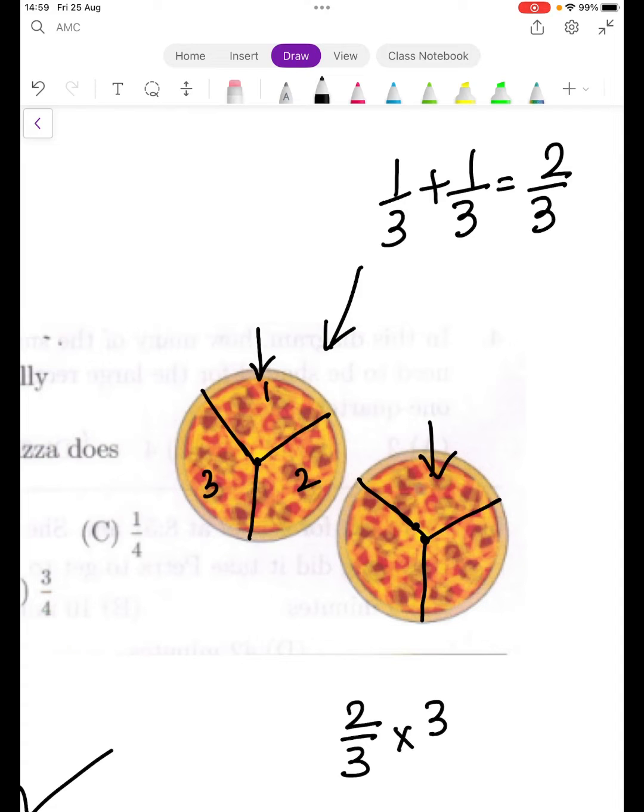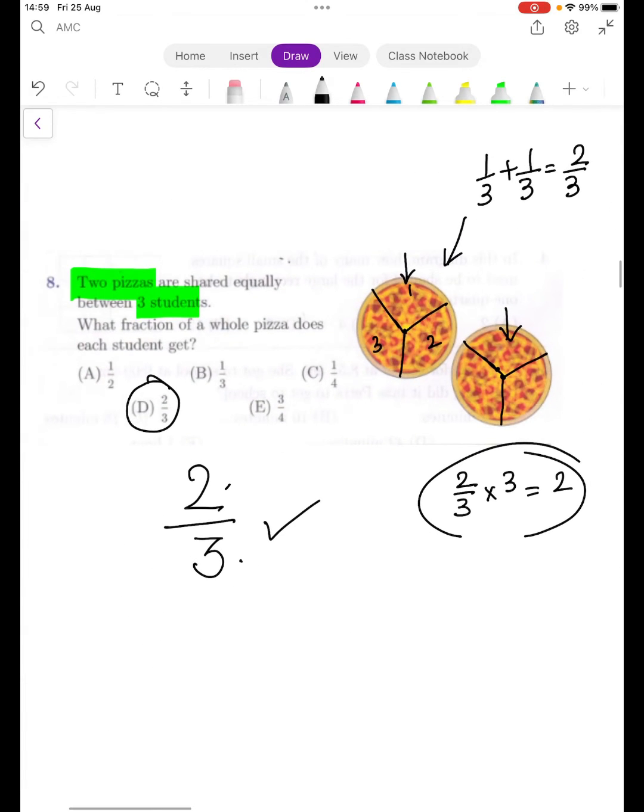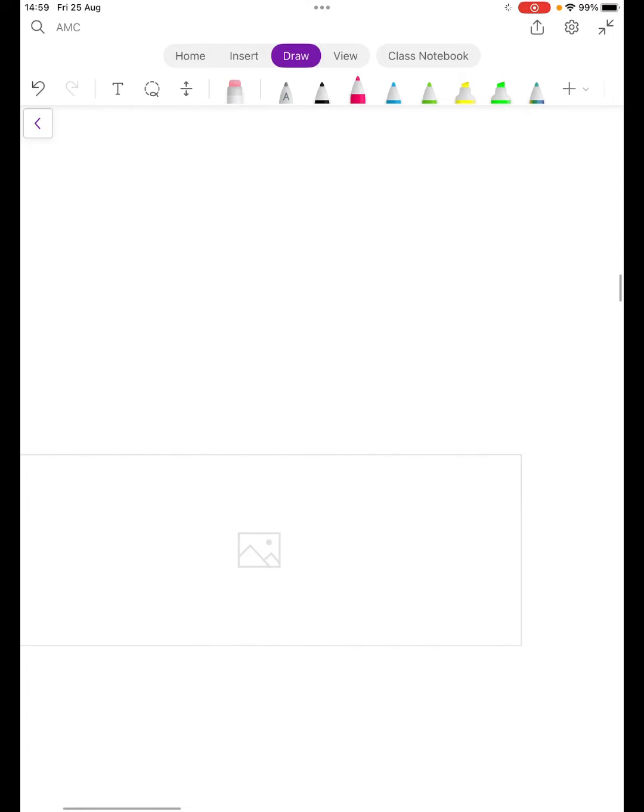And actually you can check: 2/3 times 3 students. Every student got 2/3. This is actually 2. So yes, we have 2/3. 2/3 is our answer.